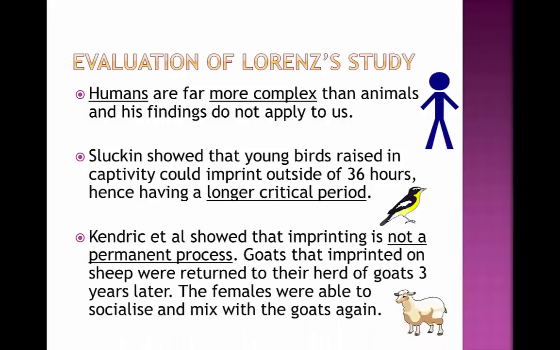Also, Kendrick et al. showed that imprinting is not a permanent process, which Lorenz thought it would be. Goats that imprinted on sheep were returned to their herd of goats 3 years after they had imprinted and socialized with them. The female goats were able to socialize and mix with the original herd once again, so it turns out that they didn't actually fully imprint on the sheep.